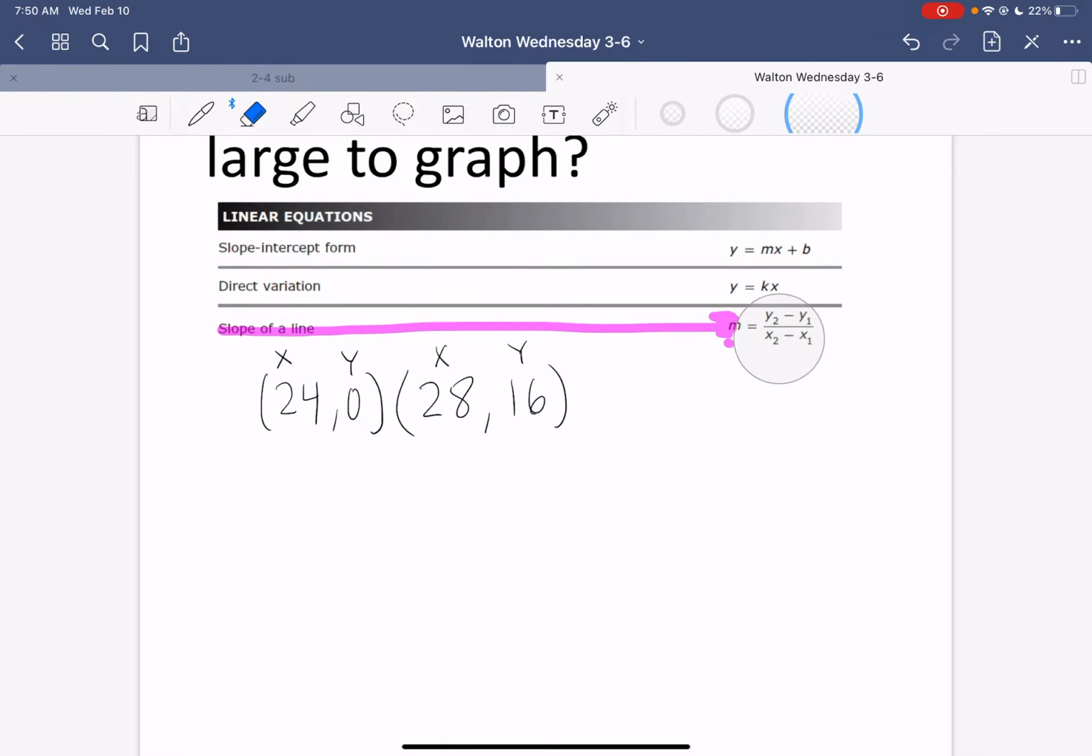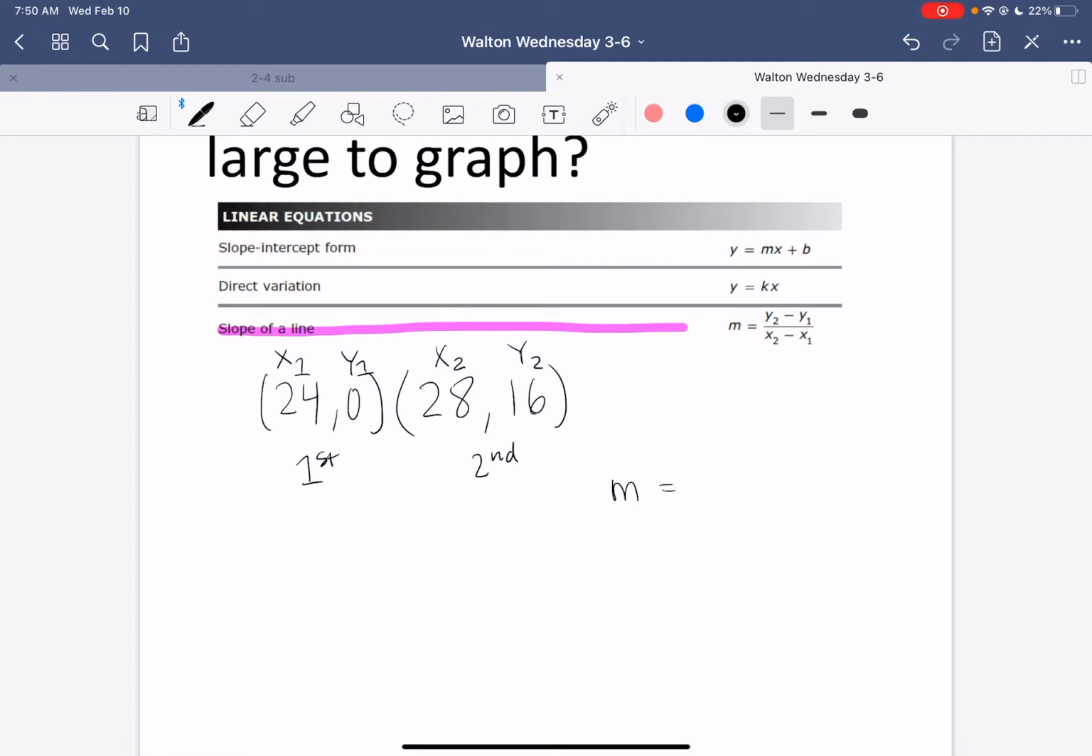Okay, so what I'm going to do is I'm going to take my first coordinate pair. So if this is my first coordinate pair, I'm going to assign a 1 to each of these. So that's going to be my x1 and my y1. And then this is my second coordinate pair, and I'm going to do x2 and y2. So now, with these points, what I can do is now just substitute these numbers into my formula.